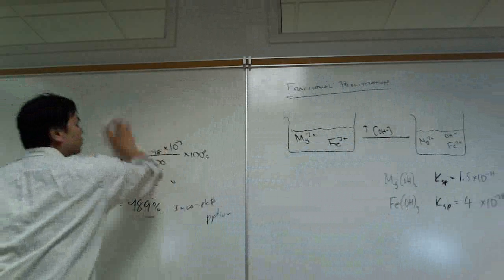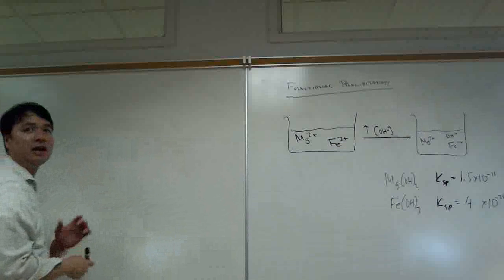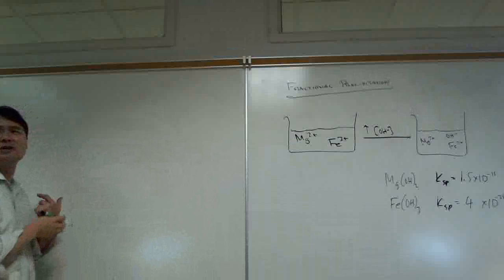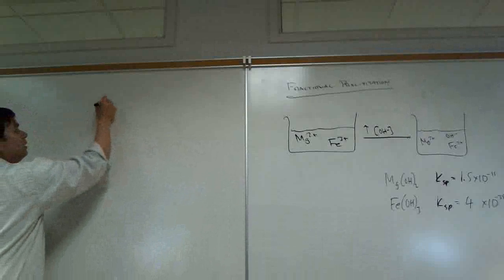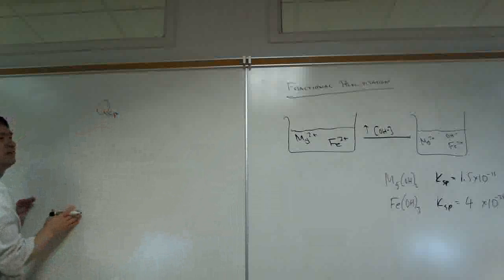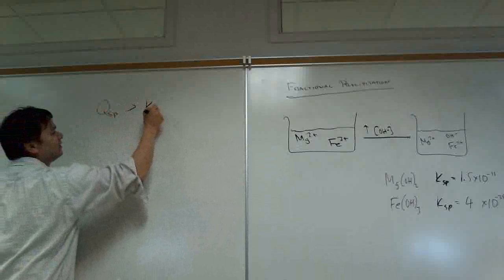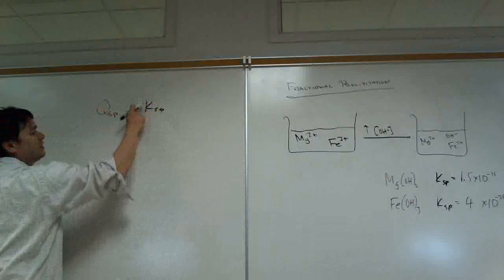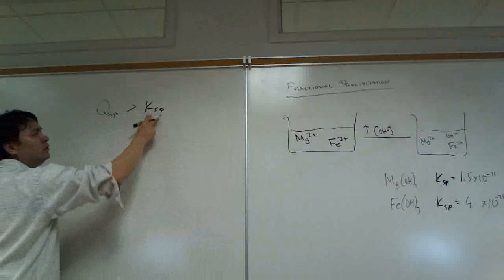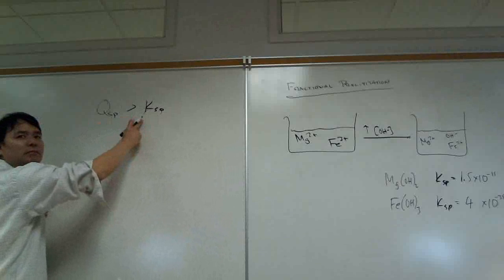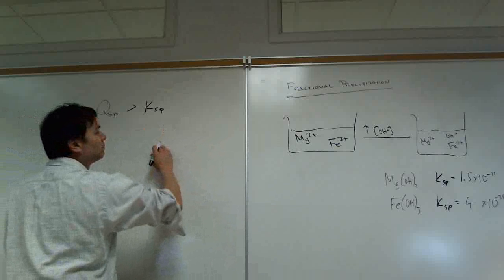There's something called QSP, which is the same thing as QC and QP. Do you remember Q from chapter 15? Yeah. We calculate QSP based on the givens. So if QSP is greater than KSP, that is, if the given concentrations are greater than the equilibrium, then we have too much product.